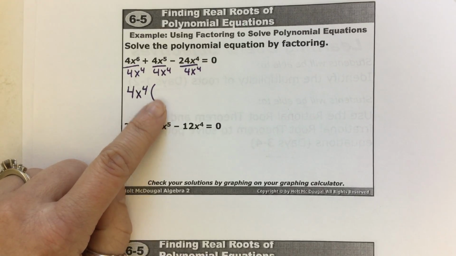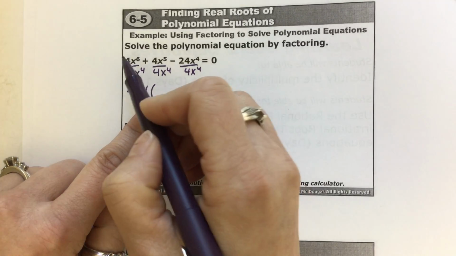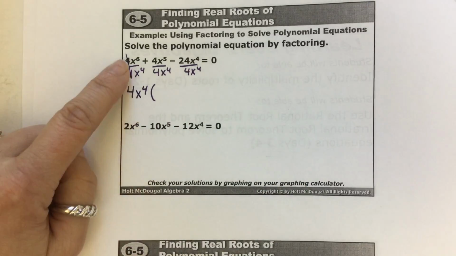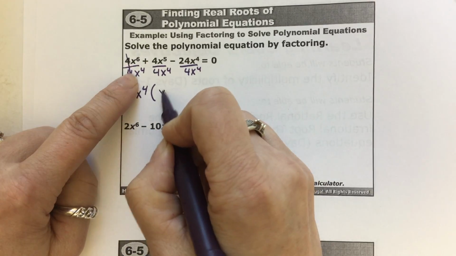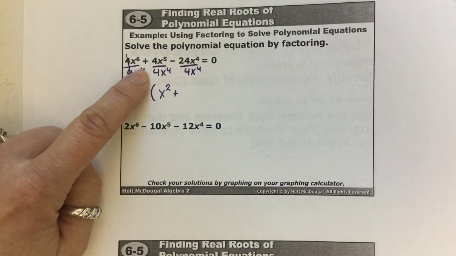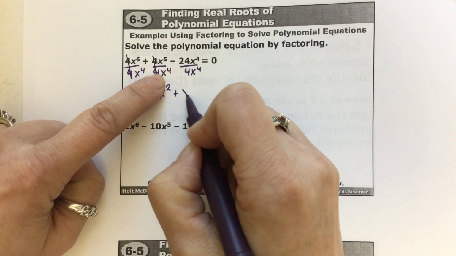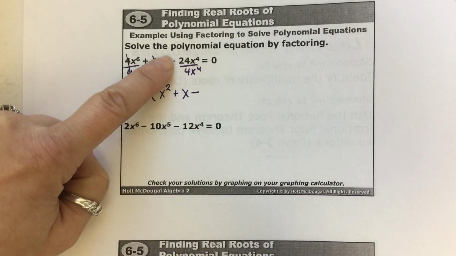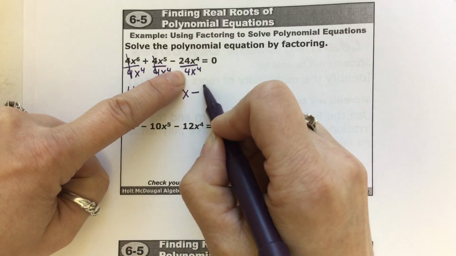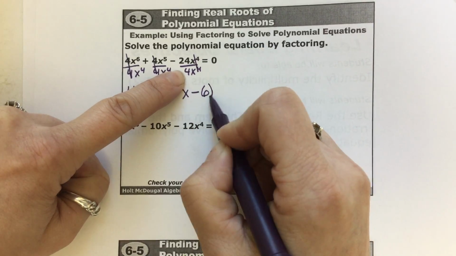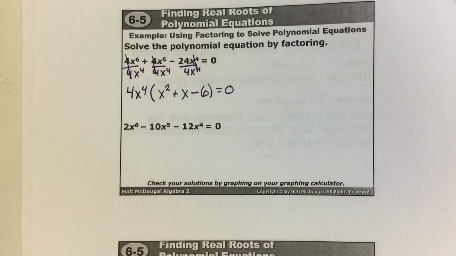To figure out what goes in the parentheses, we go ahead and divide. 4 divided by 4. If I have 6 x's and I take 4 out, I'm down to 2. Plus sign. 4 cancels 4. I have 5 x's. If I take 4 out, I'm down to 1. Minus sign. 24 divided by 4 is 6. If I have 4 x's, I take them out and they're gone.